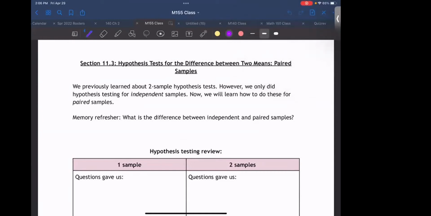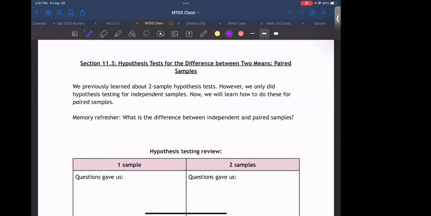Samples, well, we have independent versus paired samples. Anyone remember the difference between independent and paired? Alexis? Independent doesn't affect each other, while paired is simply like before and after. Yeah, exactly. Independent, they don't really affect each other. Observations in one sample have nothing to do with any observations in the second.